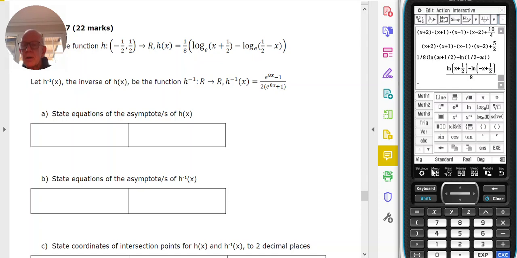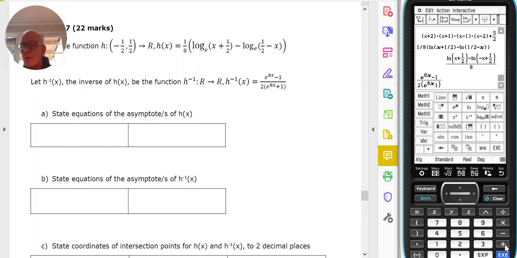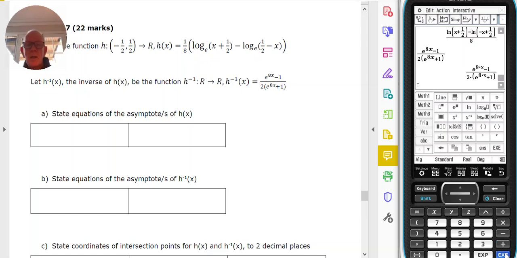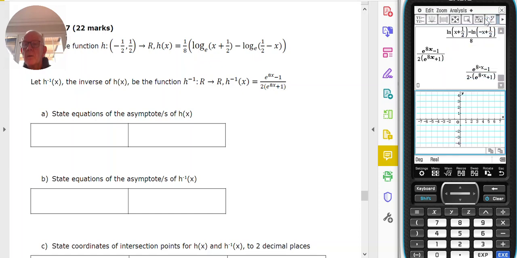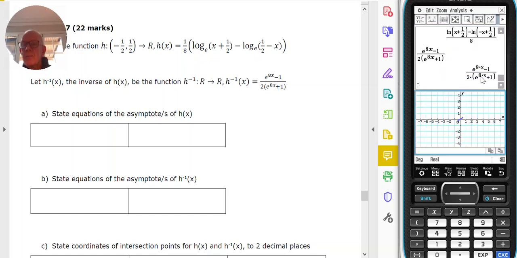And I've also got a fraction, I've got e to the 8x, so that's plus 1, and what will it look like? There is that one, there is that one, and we might look at it just inside here. Okay, beautiful. State the equation of the asymptotes of h.